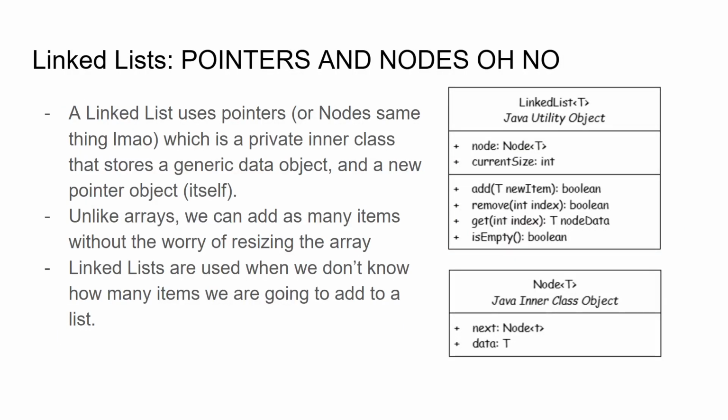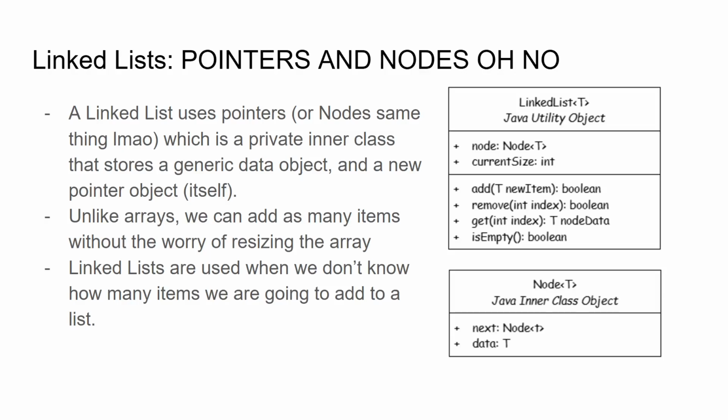Next is the linked list data structure. Linked lists are built using a smaller data structure called a pointer, or what I like to call a node. This data structure stores a generic data type, which could be literally anything, and another node, which we call the next data. Unlike arrays, linked lists don't have a limit to size, making this data structure perfect when we don't know how many things we are going to put in this list. Still confused? Here's a demonstration.